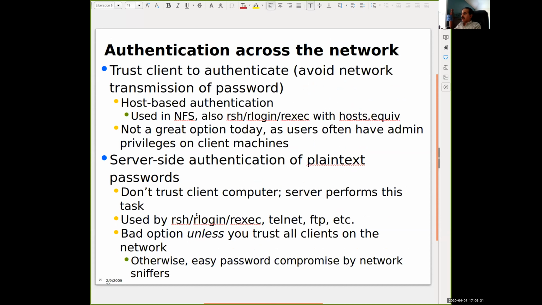Any questions on password managers? Again, if you have not been using password managers, you should use them going forward.